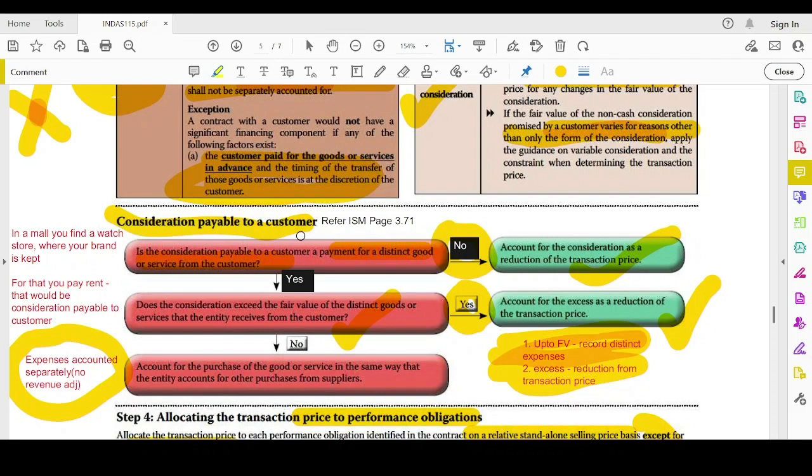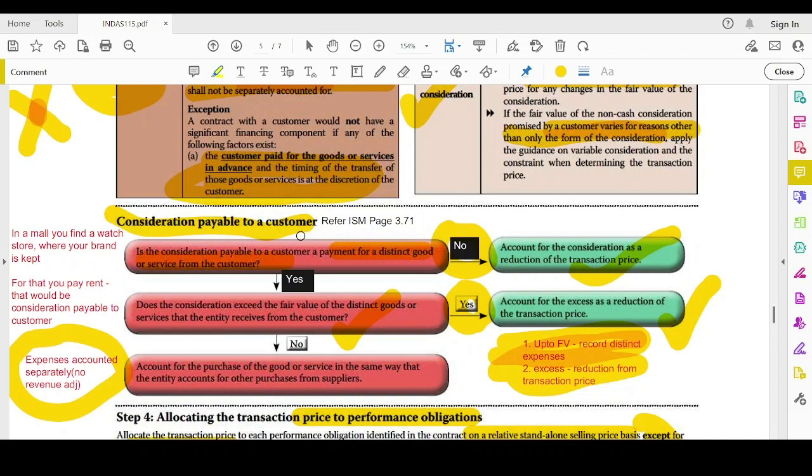If yes, then I have to check whether it is similar to the fair value of that service provided. If I charge the same rent to both the Samsung company and the Apple company, then both pay rupees 2,000, assume. Both pay 2,000 rent per day, so that is the fair value. Therefore, you have to record this as a separate expense.